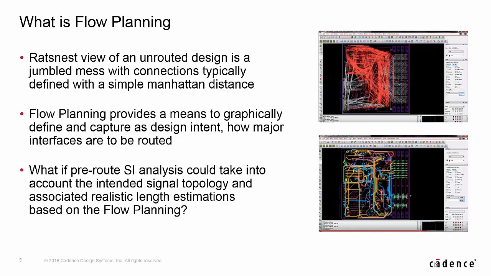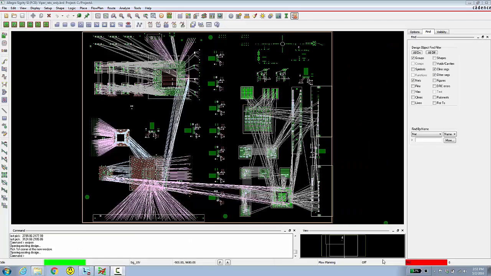So this makes perfect sense in terms of driving the router, but what if your pre-route SI analysis could leverage the same data? What if the length of your unrouted connections were based on the length of the flow planning guidance? Would this allow you to better optimize your design? Here's the design we'll be looking at today, which is currently in an unrouted state.